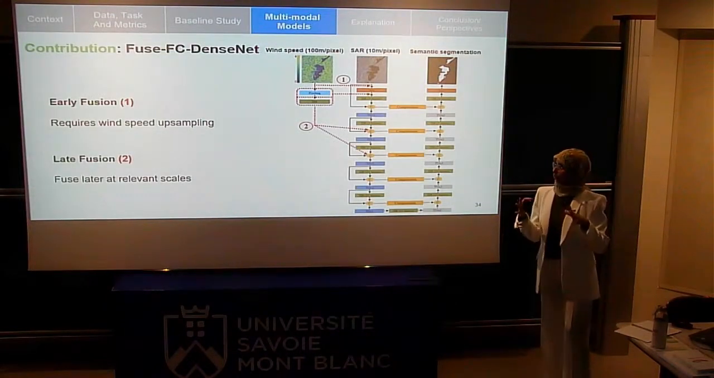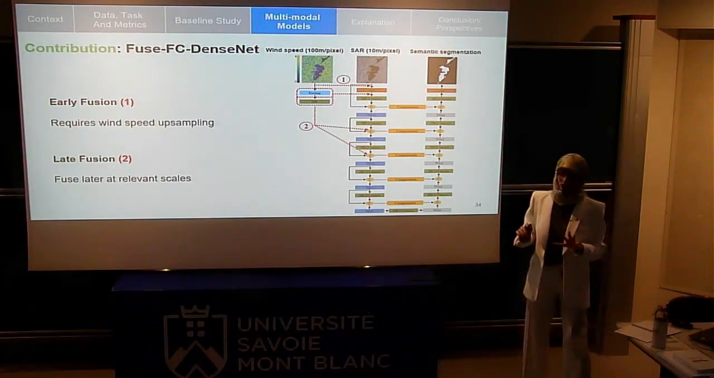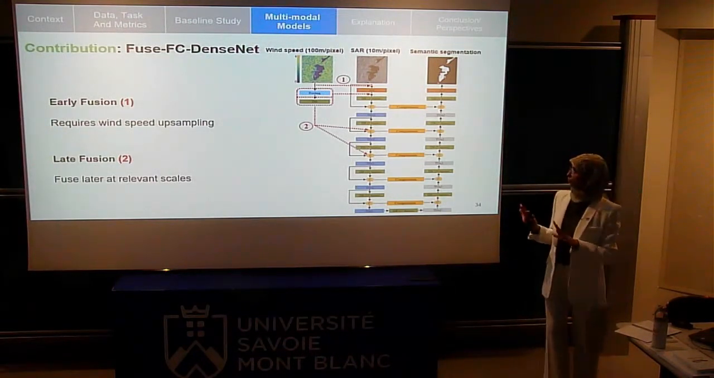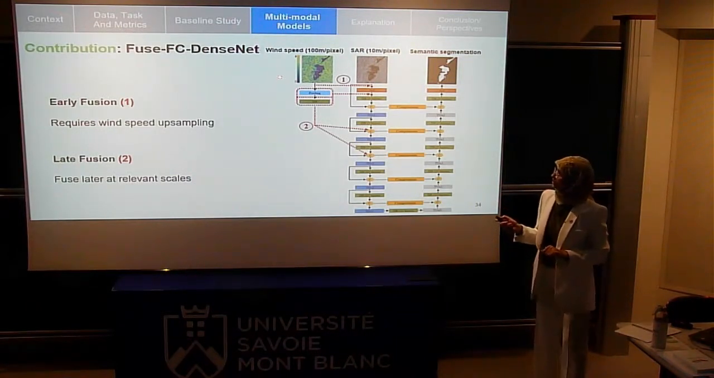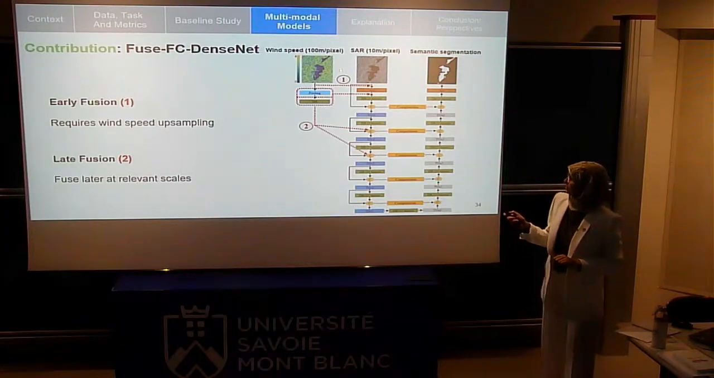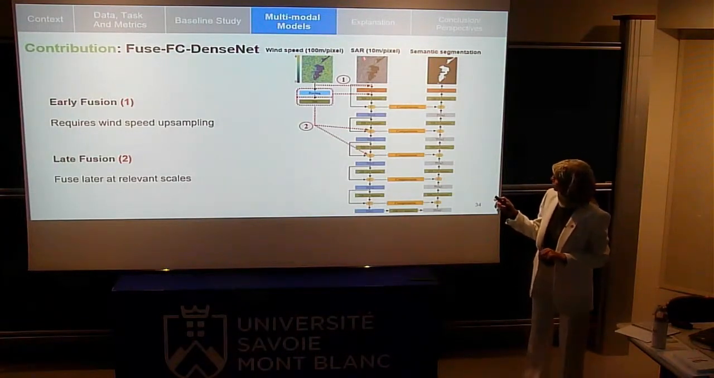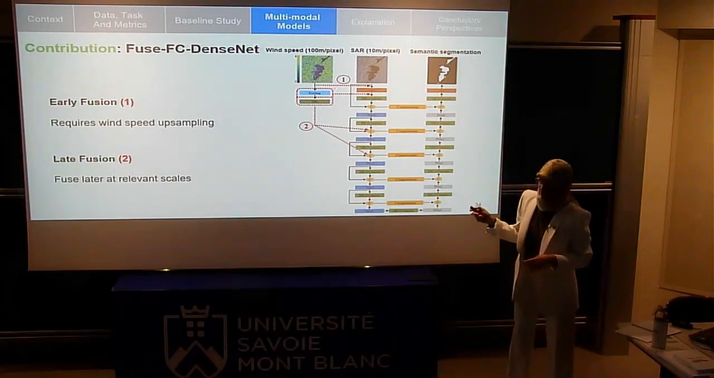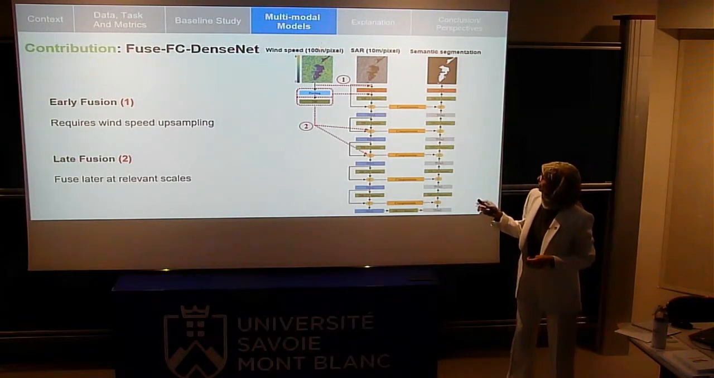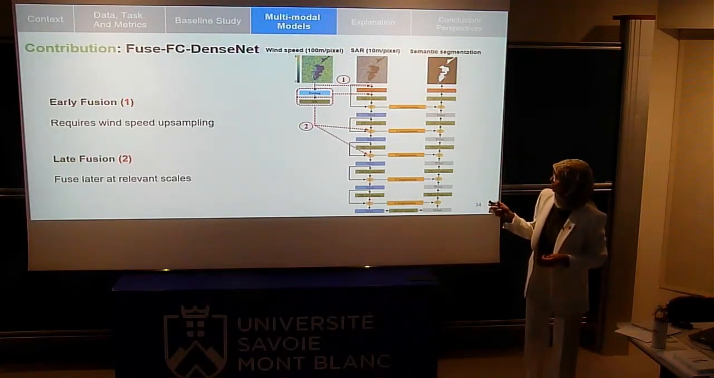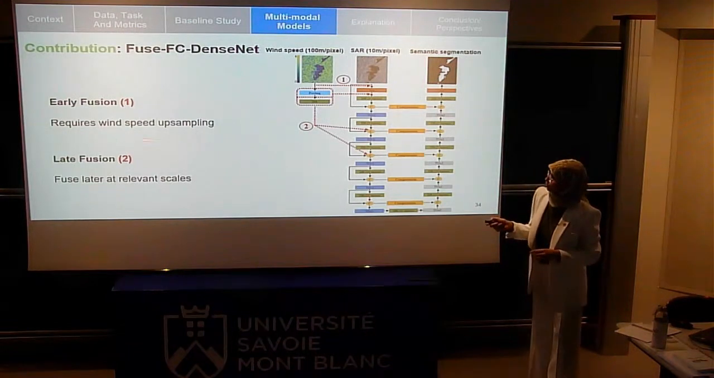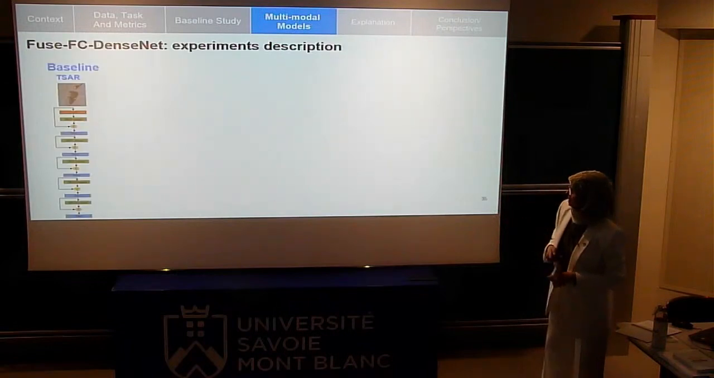Let's see this category on our case. We are going to focus on our improved FC-DenseNet, and we are going to propose to you the new architecture called Fuse FC-DenseNet. This architecture is based on the improved FC-DenseNet. Here we have the encoder section, and here we have the decoder section. We add the new modality, the wind speed modality, beside the SAR modality. We have two numbers here, the 1 and the 2. The 1 refers to the early fusion way. The 2 refers to the late fusion way. I'm going to go through details on that in the next slide.